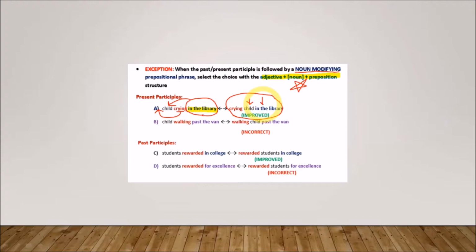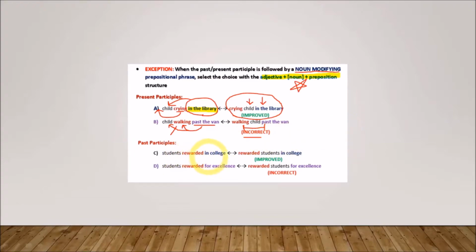and that's why it's a better structure. However, for example B, walking past a van does have a prepositional phrase after the participle, namely past the van, but it modifies walking, not the noun child. Therefore, we cannot effectively move the participle into adjective format, because doing so just gets the word walking farther from the prepositional phrase past the van that modifies it.